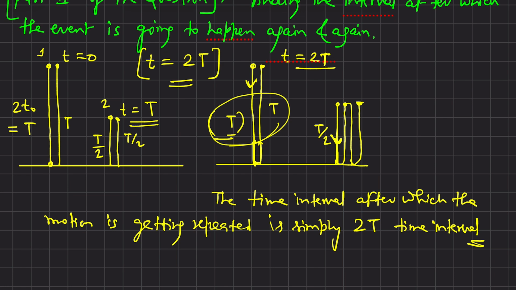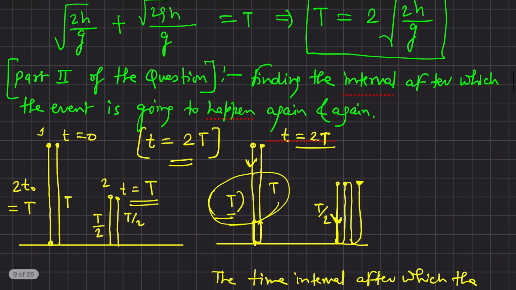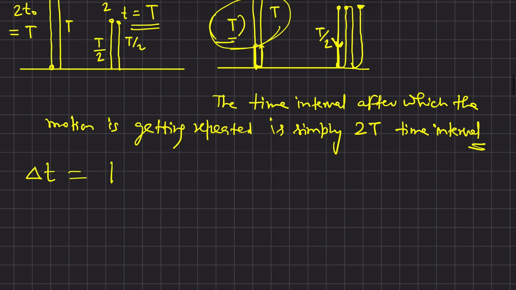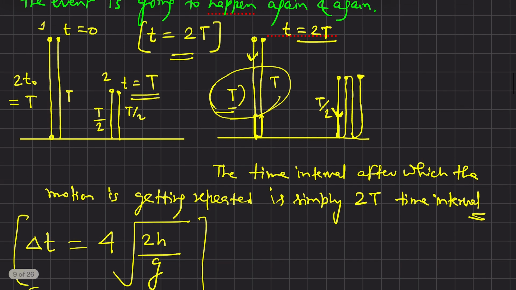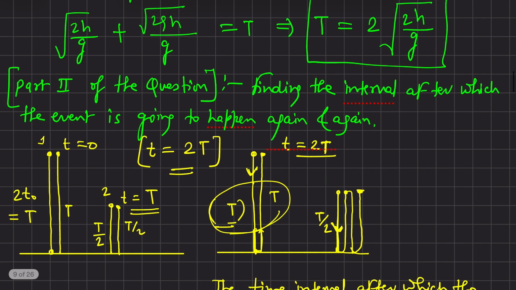So this is going to begin again and again. So we can say that t is equal to 2 under root 2h by g, and delta t, after which it is going to be performed again and again, will be 4 under root of 2h by g. So that would be the answer for the time interval after which it is going to be repeated again and again. I hope this basic method has been settled down for you.